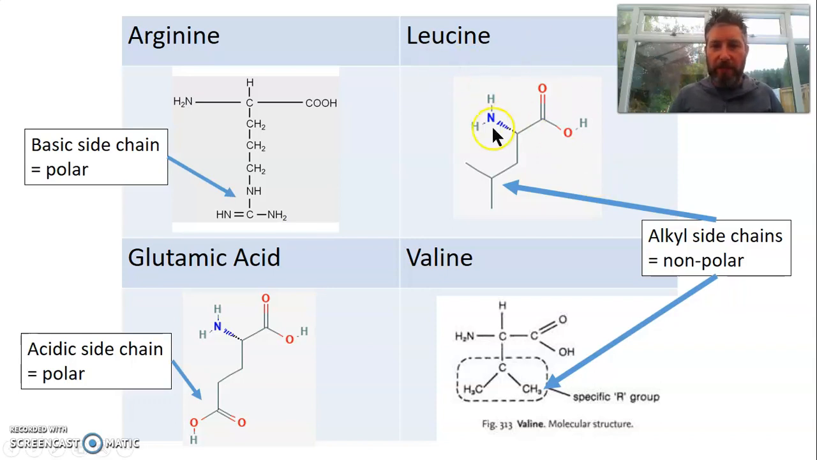This one is non-polar. It's just got carbons on, and carbon's not particularly polar. This has just got carbons on, so it's not particularly polar. So I have two polar amino acids and two non-polar amino acids. Right? That's crucial to answering these questions. Find the four structures, identify the two polar ones, identify the two non-polar ones.